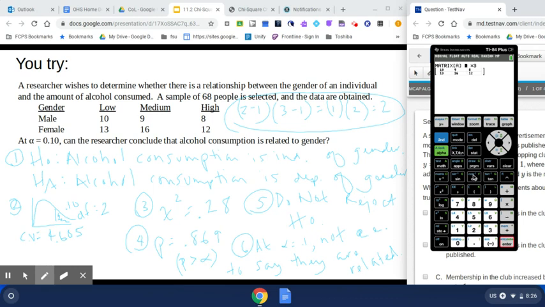Okay, after we enter the observed values in matrix A, we go to stat, over to tests, and it's the chi-squared test. You have to enter matrix A. The calculator will calculate matrix B for you. Okay, so go down here and calculate. We got a chi-squared test statistic value of 0.28, a p-value of 0.869. That p is not low, so we do not reject the H0. So at alpha equal to 0.1, there is not enough evidence to say that alcohol consumption is related to gender.